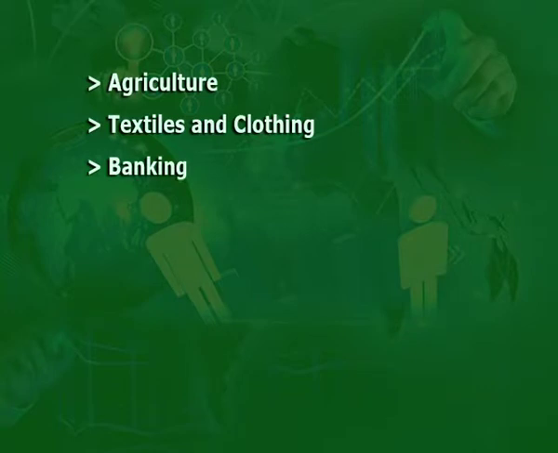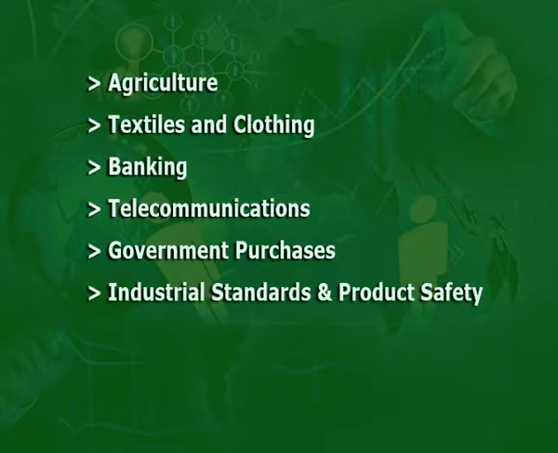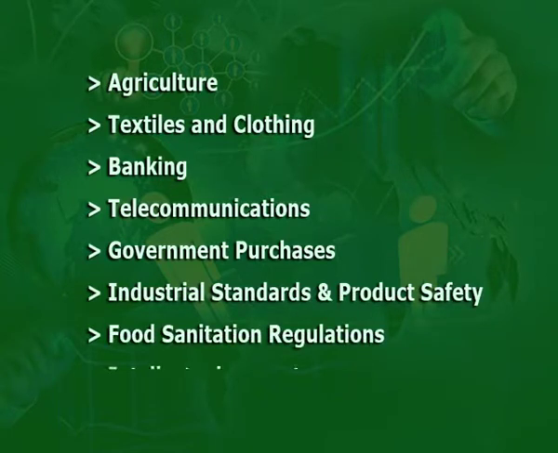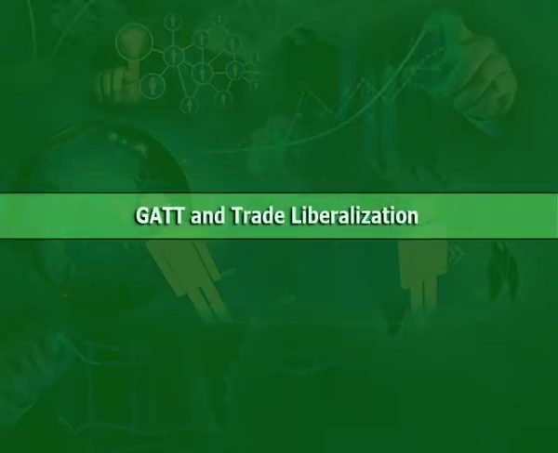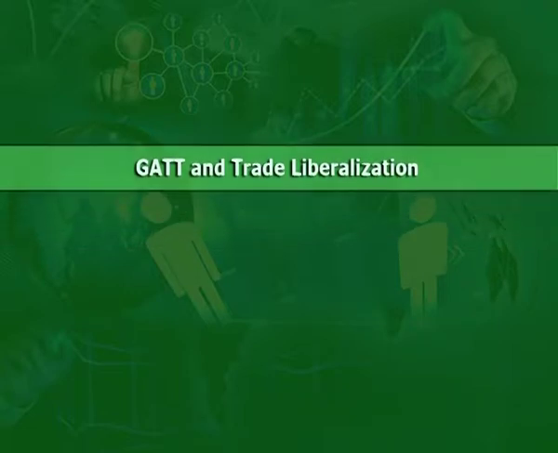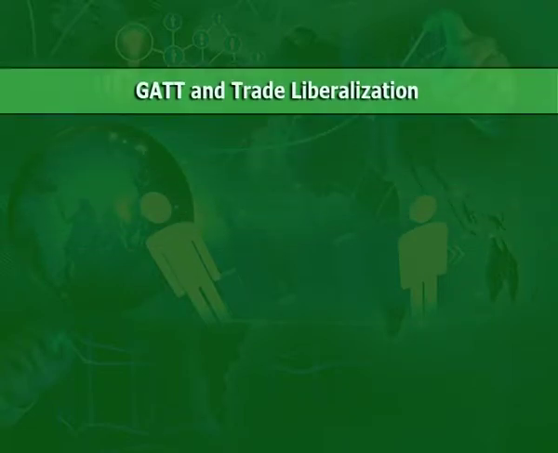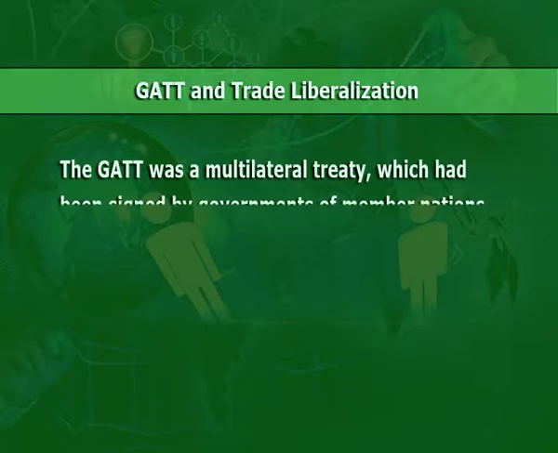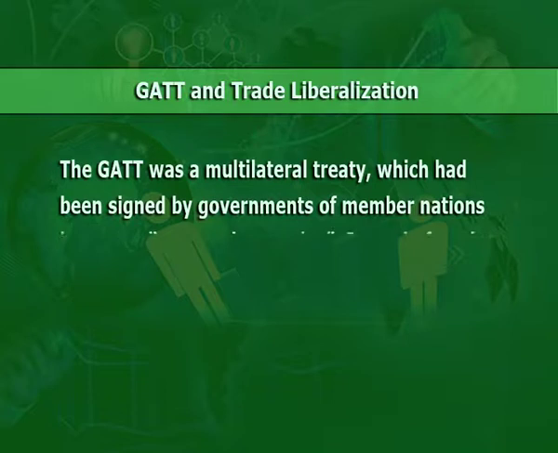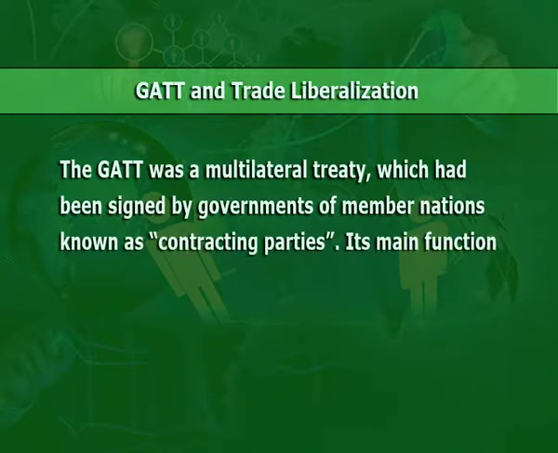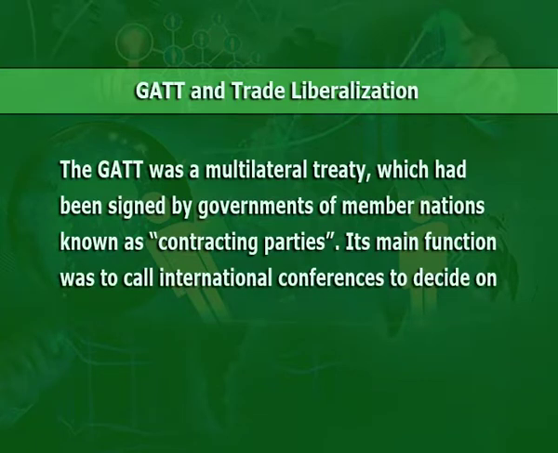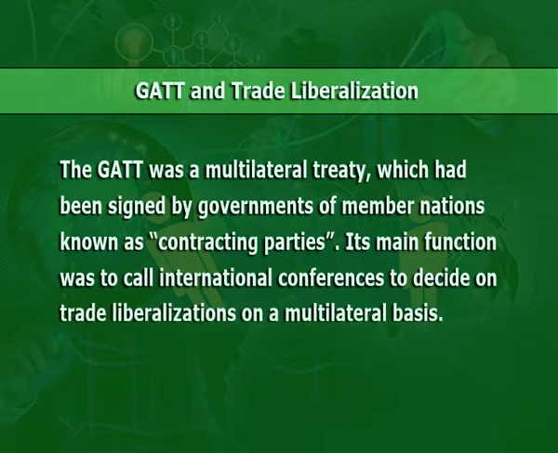They deal with agriculture, textiles and clothing, banking, telecommunications, government purchases, industrial standards and product safety, food sanitation regulations, intellectual property and much more. Now friends, let us have a look at the 8 rounds of GATT and trade liberalization. The GATT was a multilateral treaty which had been signed by governments of member nations known as contracting parties. Its main function was to call international conferences to decide on trade liberalization on a multilateral basis.